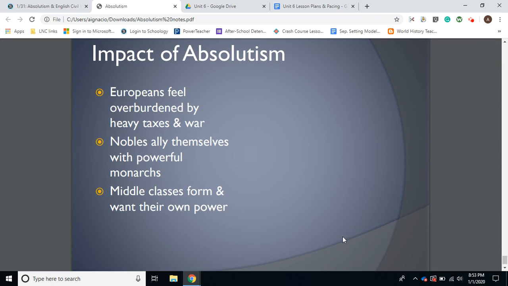So when we look at the impact of absolutism, absolutism we're going to see after the English Civil War is going to start to crumble. And so we're going to see this with the French Revolution as well. Europeans feel super overburdened by the heavy taxes, the war, the fact that they are having to basically listen to the absolute monarchs when they have unlimited power. The nobility is particularly powerful as well because they are allied with the monarchs. And so we're going to see a power struggle here between the lower social classes and that of these older established aristocratic social classes, which is what we're kind of getting when we get to the French Revolution as well.